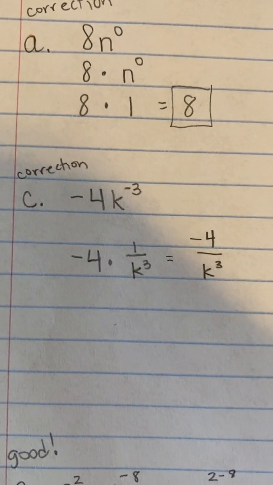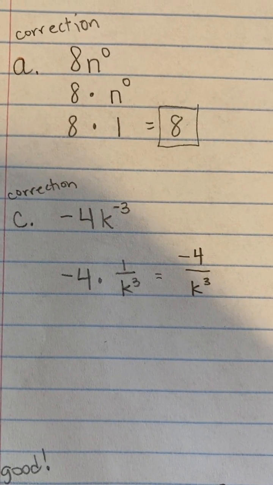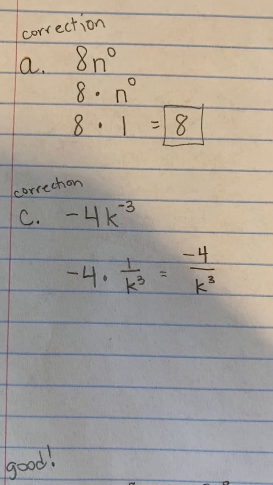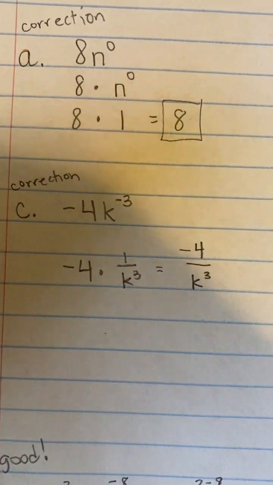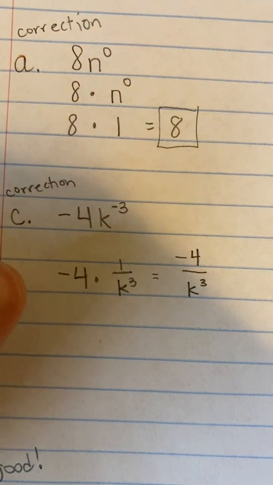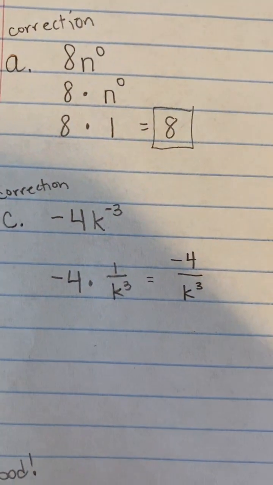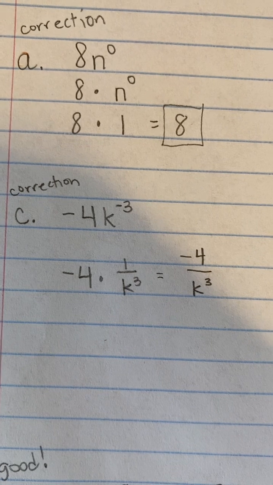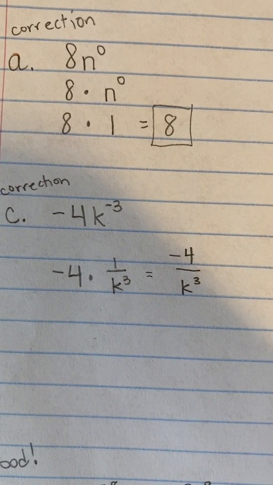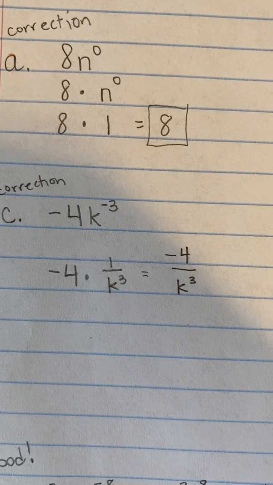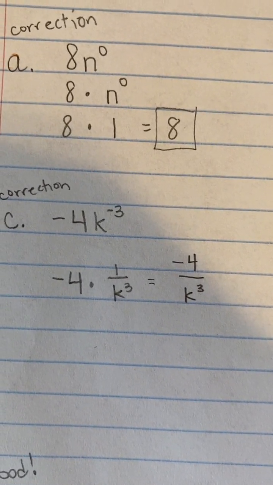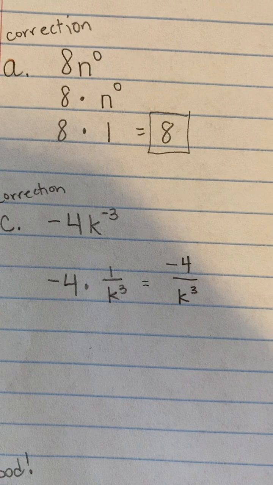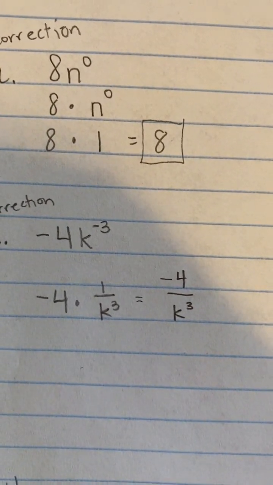C, I can't remember what you did with this one, but make sure that the negative 4 is on the top. So that's implying negative 4 over 1 times 1 over k cubed. Negative 4 over 1 times 1 over k cubed is negative 4 over k cubed.